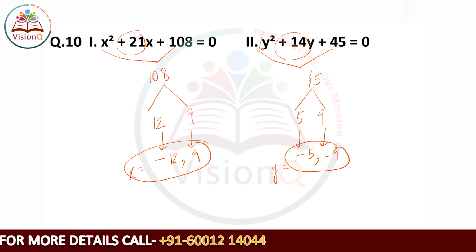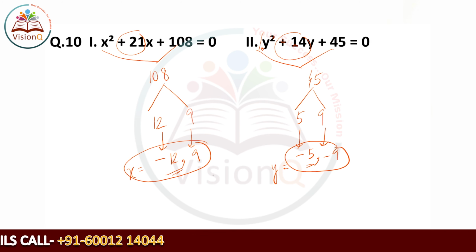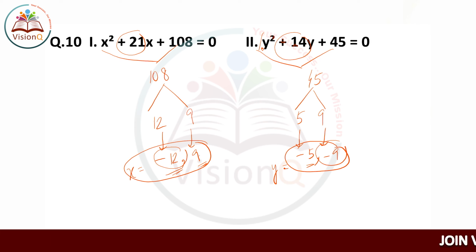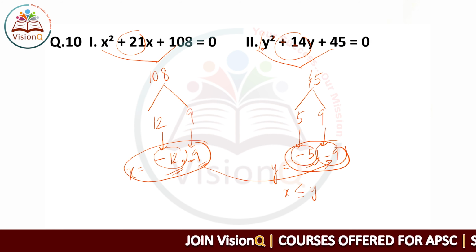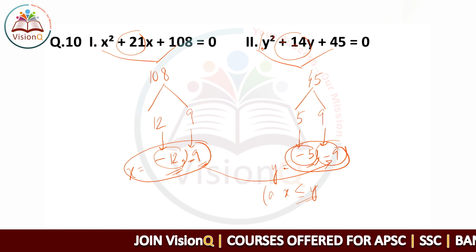And just you need to compare these two values now, x and y. So minus 12 is less than minus 5. Again minus 12 is less than minus 9. Minus 9 is again less than minus 5 and minus 9 is equal to minus 9. So answer of this question is x is less than or equal to y. So option number D is the answer.